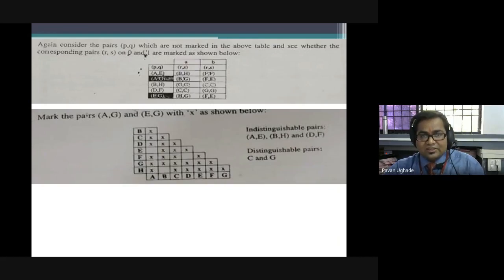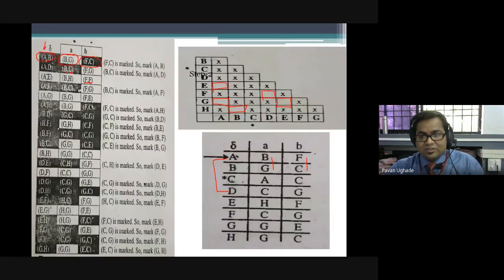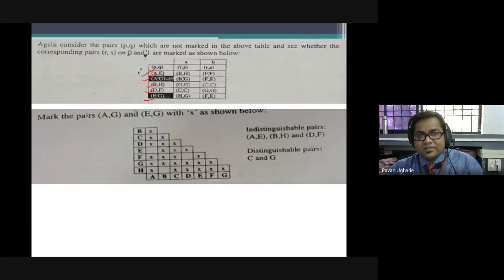So these are the 5 states: AE, AG, BH, DF, and EG. You can check the combinations. These are the five states we have considered. Again, you have to traverse them over A and B. So AE over A, you are getting BH.